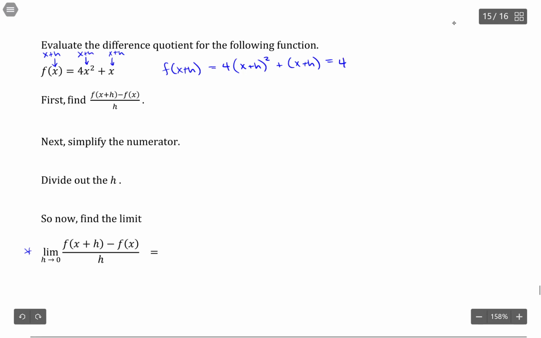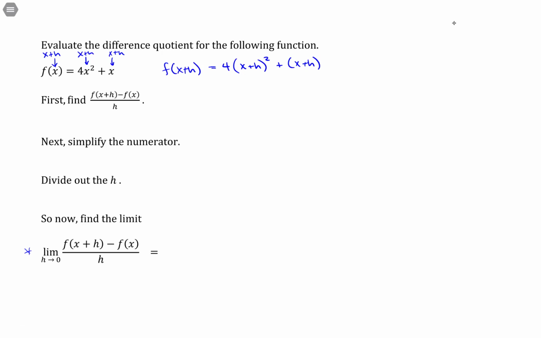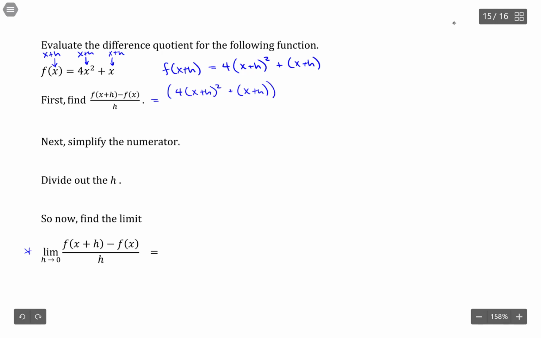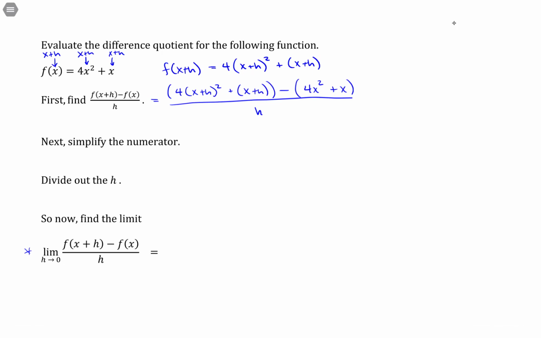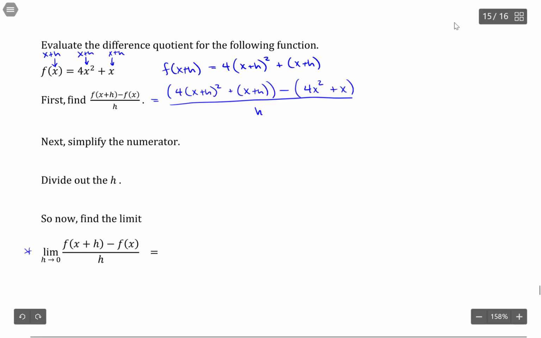And now, well, actually, I tell you what, they don't want us to simplify just yet. So at this point, all they're really looking for is f of x plus h, which is 4 times x plus h quantity squared plus x plus h. So that's f of x plus h. Then it's minus f of x, which is 4x squared plus x, and all divided by h. So the next step, they want us to simplify the numerator.